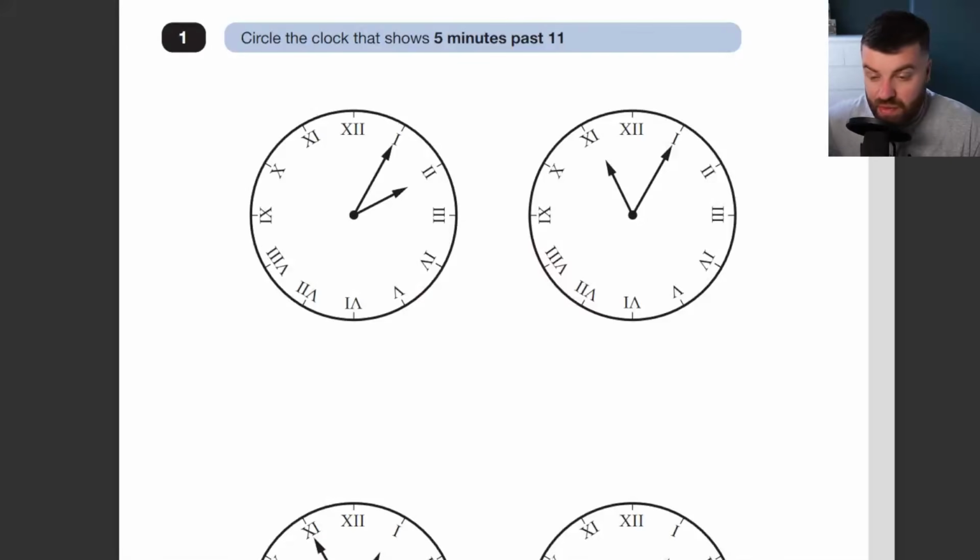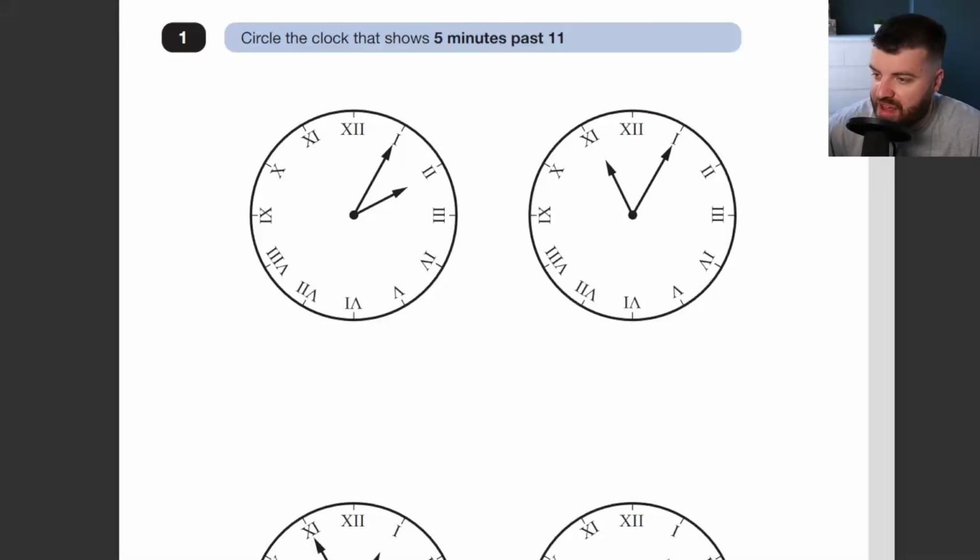Today we're going to take a look at Maths Paper 2. It's a reasoning paper from the 2023 SATs. Let's dive straight in. So looking at question 1 here, we have circle the clock that shows 5 minutes past 11. This question is also testing your Roman numerals.